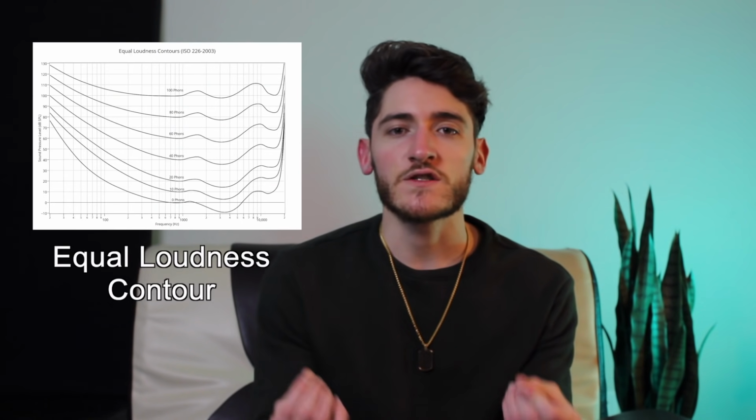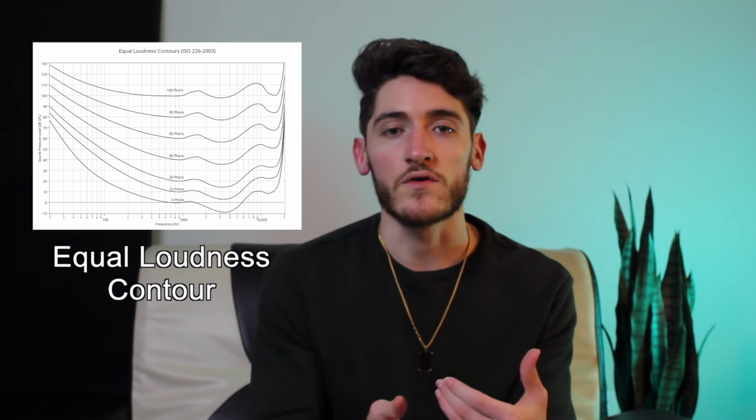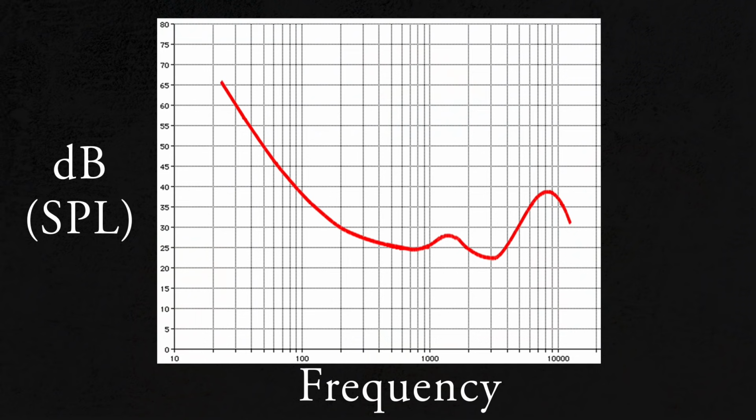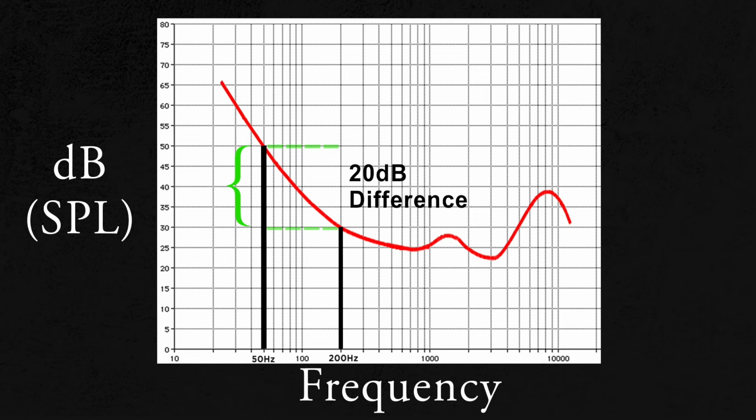Now, why is this important? We know our ears are most sensitive in the mid-range frequencies in terms of how we perceive harmonic relationships, but our ears are also most sensitive in the mids in terms of how loud we perceive things. You might have heard of this thing called an equal loudness contour, which is just a graph that tells us how our perception of loudness changes over the frequency spectrum. For example, a 50 Hz wave would need to be about 20 dB higher to have the same loudness as a frequency at 200 Hz.